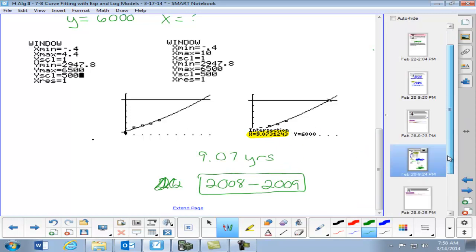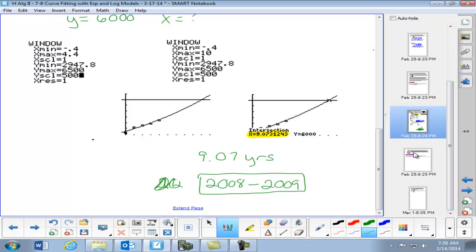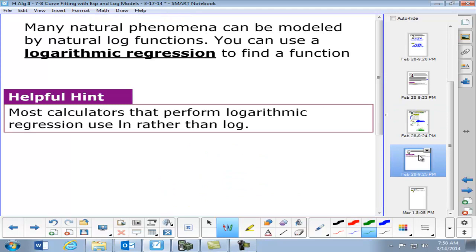Okay, so example 2 is done. Again, if you have any questions, help each other out with this. Okay, the next part talks about logarithmic regression. And with logarithmic regression, a lot of times our calculators, and your graphing calculators are definitely this case, use natural log regression. And that's fine, it's just a different base, but it still is a logarithmic regression. It's just base e instead of base 10.